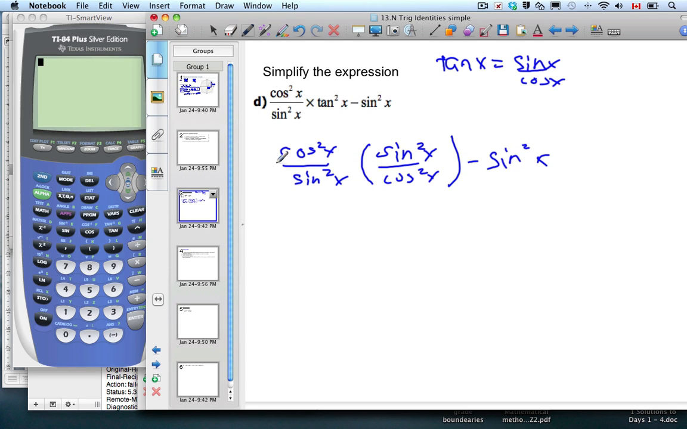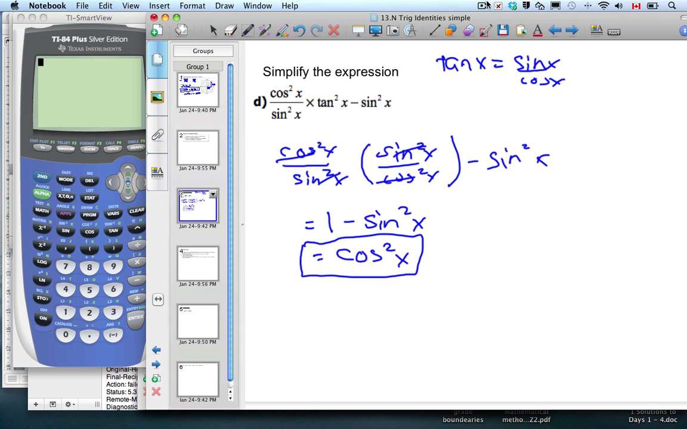Well, I can do some wonderful canceling here. That cancels, cancels, cancels. Yay, we have 1 minus sine squared x. And from our identity, we know that that will equal cosine squared x. And so that simplifies simply to cosine squared x. And that will be it.